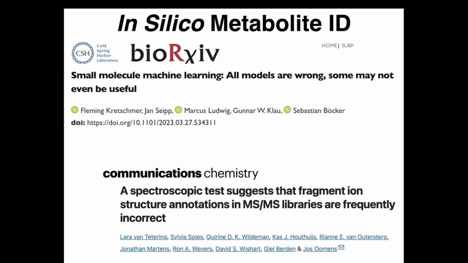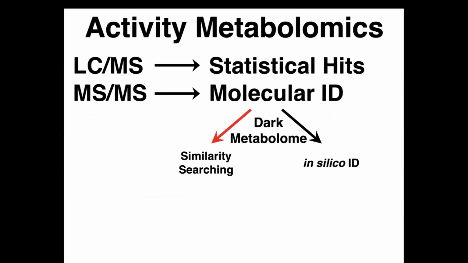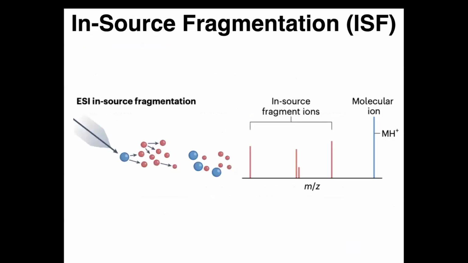So where does that leave us? That basically leaves us that we can't rely on similarity searching. We can't rely on in silico identifications. So serendipitously, and this is something that you'll recall from last week, we've been looking at in-source fragmentation. I'm going to go through this relatively quickly because some of you have already heard this before. In-source fragmentation is something that occurs with electrospray ionization.